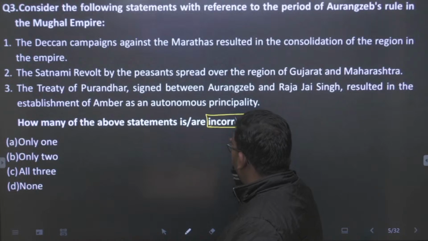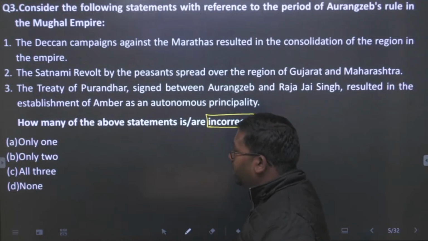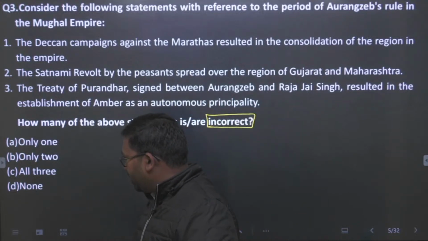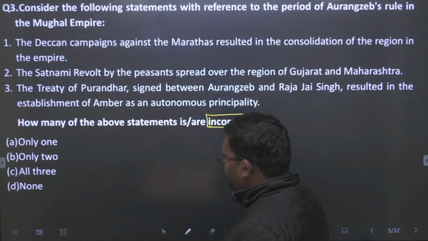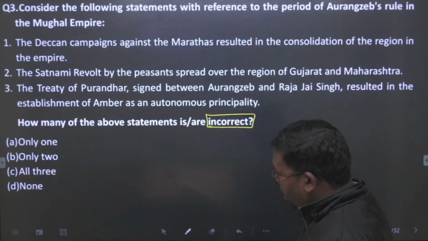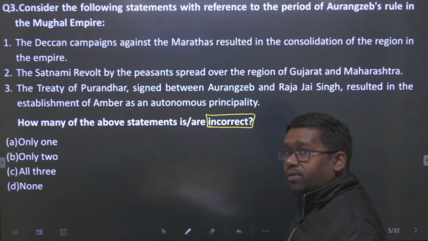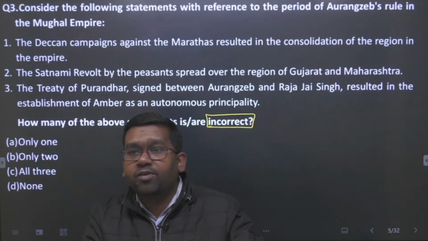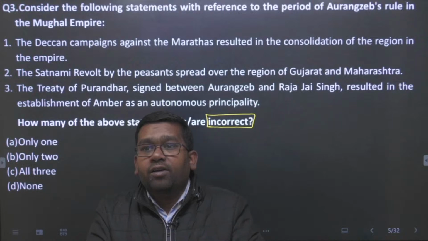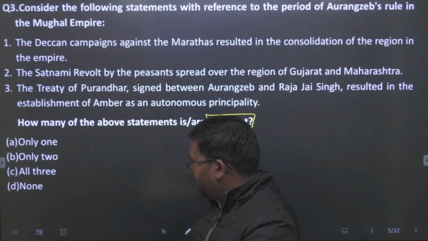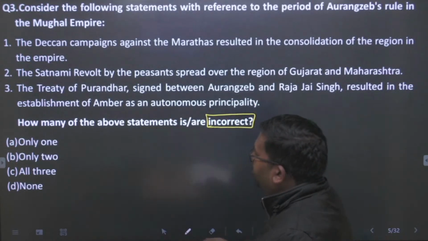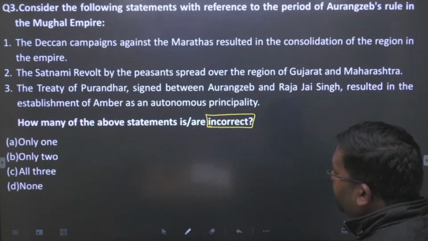How many of these statements are incorrect? Only 1, only 2, all 3, or none. So how are we going to answer this question? Take a pause and answer this question yourself. I am giving you 30-35 seconds to answer this question.